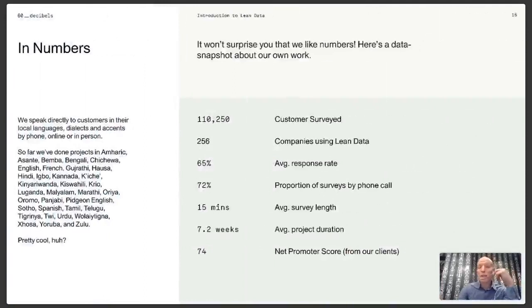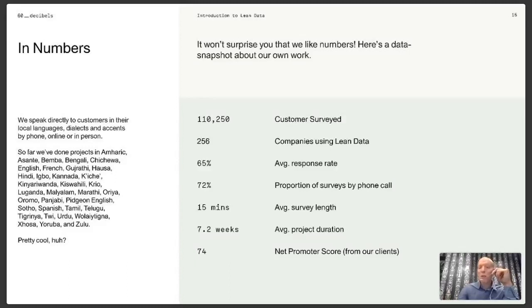So for a little bit of data on ourselves, in a typical project, we speak to 200 to 300 customers. You can see we've done a lot of those, because we've spoken to more than 100,000 customers all over the world. You can see on the left the languages in which we're speaking to them. We mostly use phone calls, and I'll talk a little more about why we use phone and voice rather than SMS and other sorts of things.